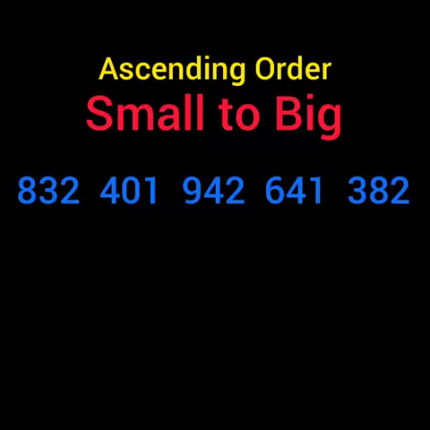So here we can see all the numbers are having 3 digits. Since all the numbers are having 3 digits, we have to compare the first digit of all the numbers. Here we can see in 832, 8 is the first digit. 401, 4 is the first digit. 942, 9 is the first digit. 641, 6 is the first digit. And in 382, 3 is the first digit.